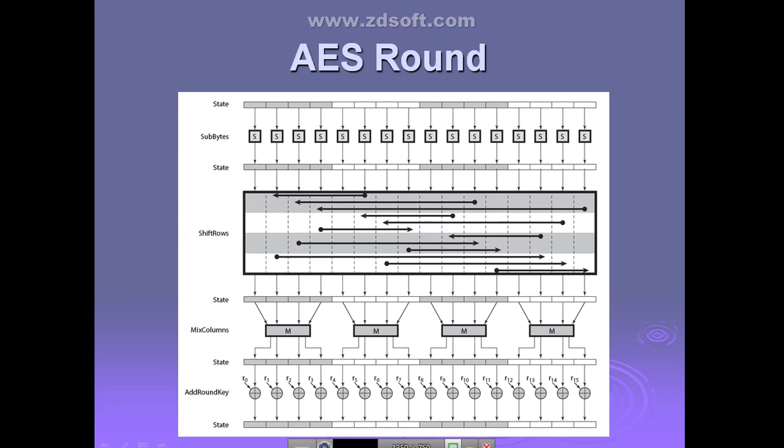Then again one more state is produced. Right? Then again you are performing the mix columns. Mix columns indicates what? Again you are substituting each byte within the column with a new value by doing the matrix multiplication operation. Right? So one more state will be produced. Then after that you are performing the add round key function. That means something like an XOR operation you are going to perform.